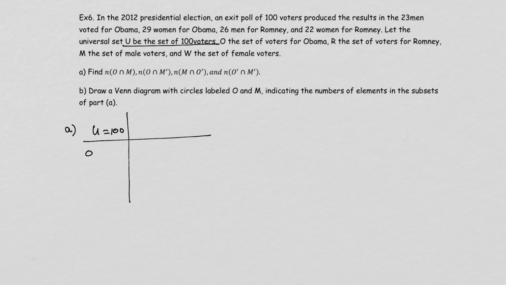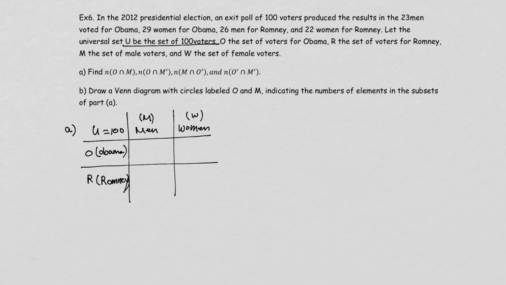Then we're going to use the letter O for Obama, and R for Romney. Then we have the men voters, and we're going to use M. And then we have women voters, and we're going to use the letter W for it. So 23 men voted for Obama, 29 women voted for Obama, 26 men and 22 women for Romney.